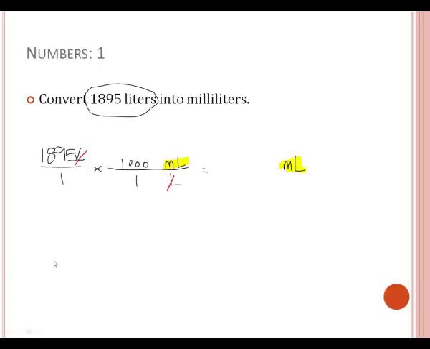So now I just got to go ahead and do my math. If I do 1,895 times 1,000, I'm going to get 1,895,000.